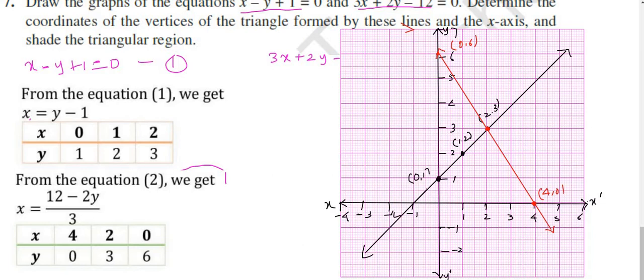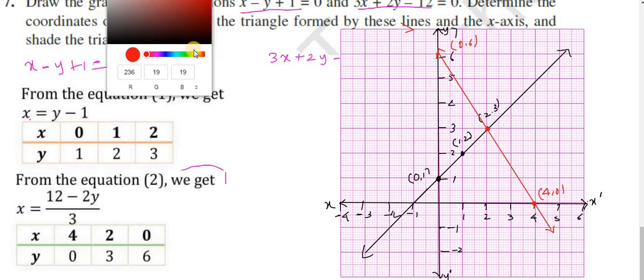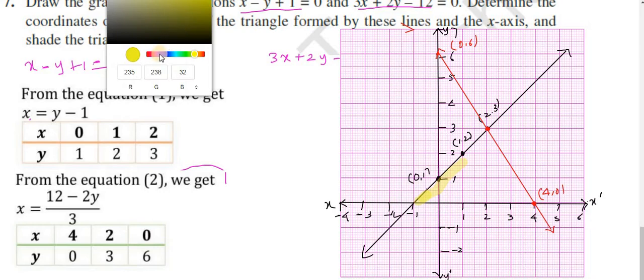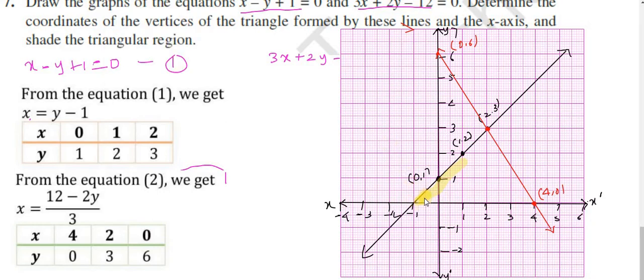We'll take red color only. No, we'll take yellow color. We'll shade now. Is it visible? No, yellow color is not working. Okay, we'll shade now. This is the triangle we have here.